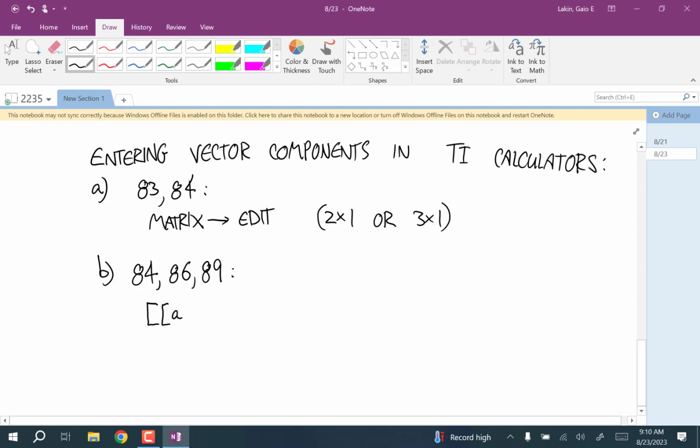So you'd go like A, and then that's the end of the first row because we just want a column matrix. And then the next row is just B. The next row is C. And so that's how you enter a vector. And then you can store it in a variable name. So use the store function and give it whatever name you want, U or whatever.